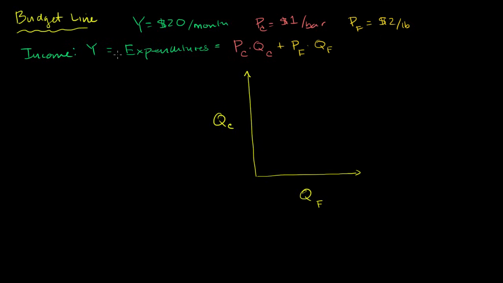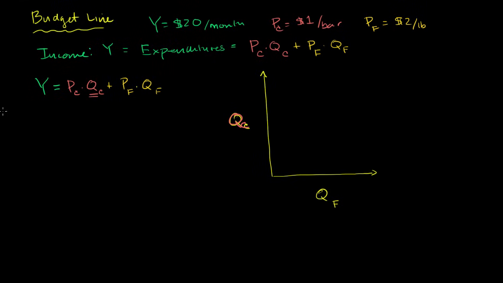So first, I'm just going to rewrite this without expenditures in between. So we have our income Y is equal to the price of chocolate times the quantity of chocolate plus the price of fruit times the quantity of fruit. Now, I want to solve for the quantity of chocolate. Let me make that orange so we know that this is this one right over here. So if I want to solve for that, the best way is to isolate it on one side of this equation. So let me get rid of this yellow part right over here. And the best way to do that is to subtract it from both sides. So let's subtract the price of fruit times the quantity of fruit.